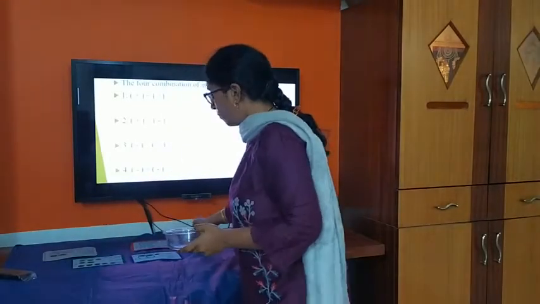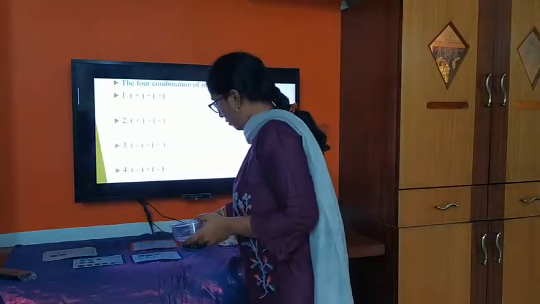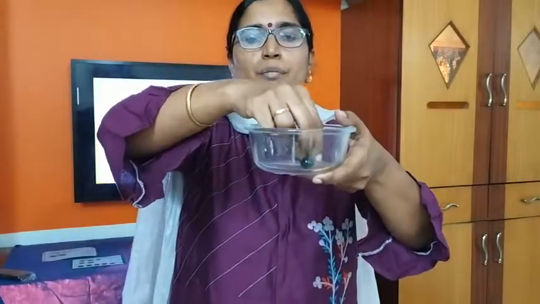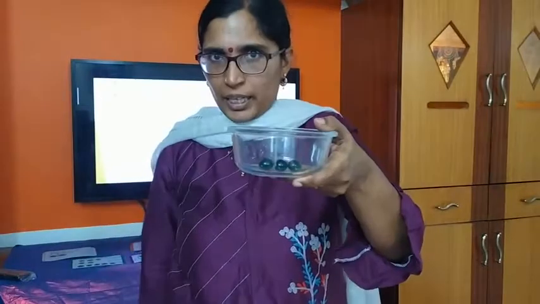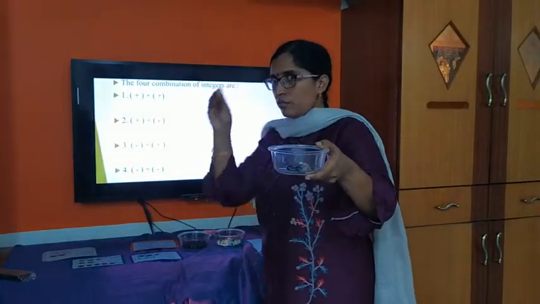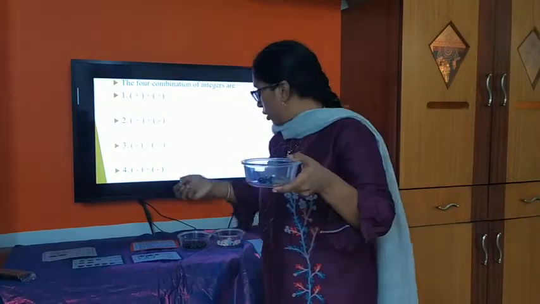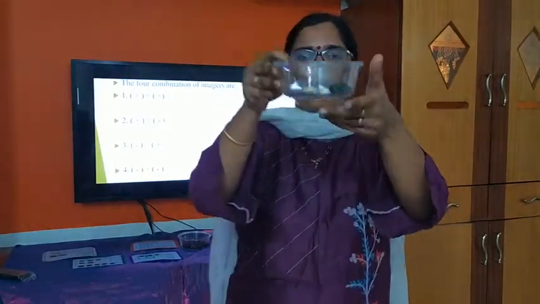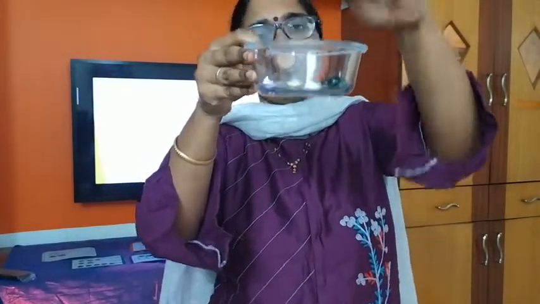So minus. Minus means marble. Right? How many? 3. 1, 2, 3. I will take 3 marbles here. Next, what you have to add? Plus 2. Plus means shell. How many? 2. 1, 2. So I have dropped 2 shells and 3 marbles.